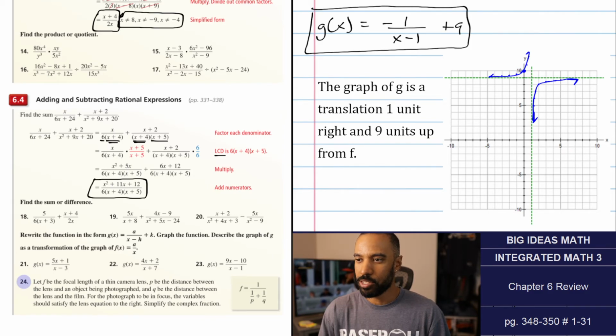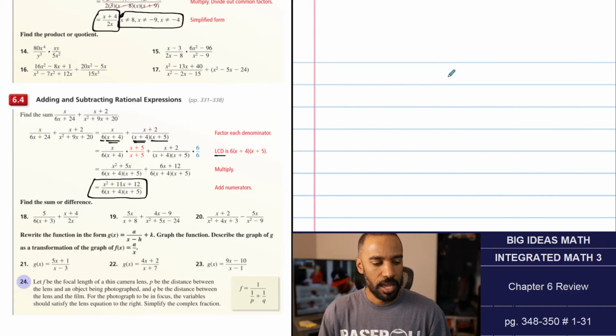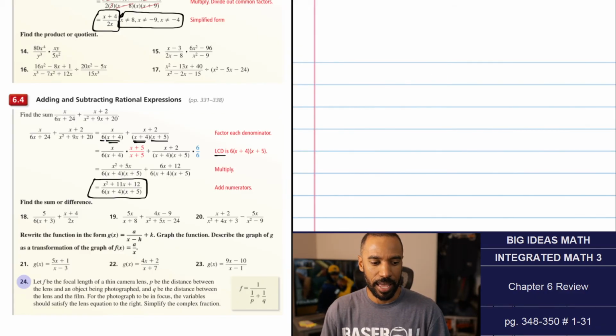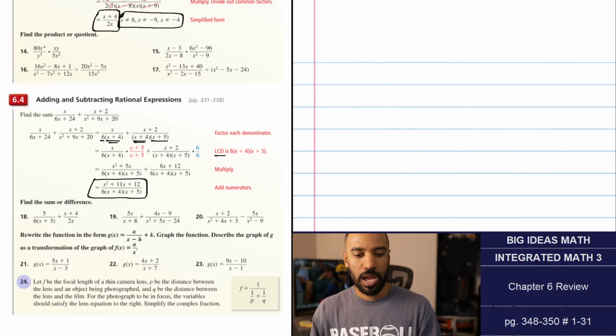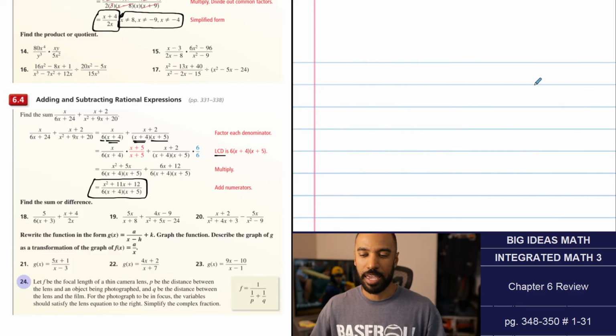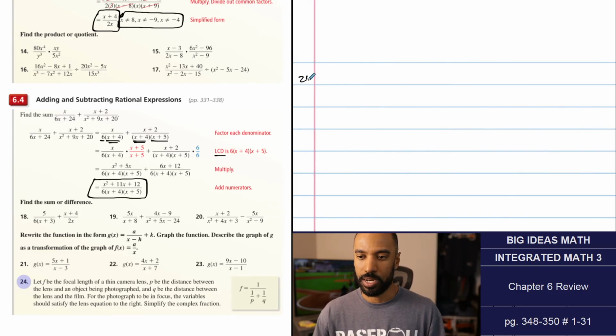Number 24 is a word problem, and it says, let f be the focal length of a thin camera lens, p be the distance between the lens and an object being photographed, and q be the distance between the lens and the film. For the photograph to be in focus, the variables should satisfy the lens equation to the right, and that's right here. Simplify the complex fraction. It's not really a word problem. They just say simplify it, but this is, and that's another one that we didn't get to run into yet until now. This is a complex fraction.